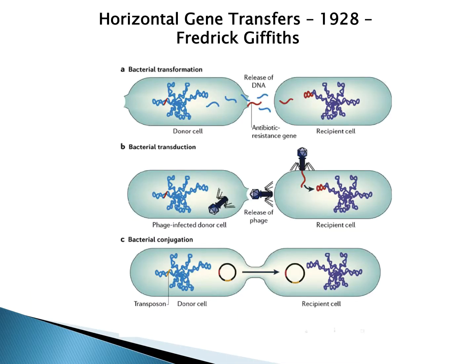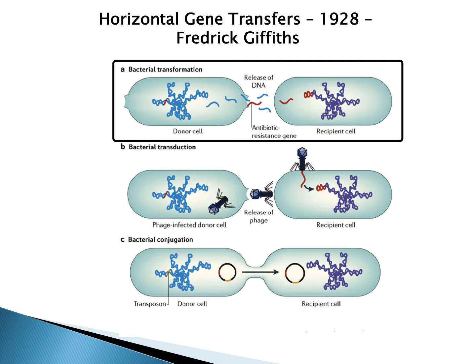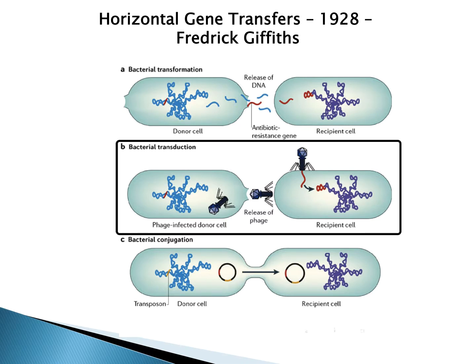Also in the 1920s and 30s, horizontal gene transfers were first described. And since then, they've been found to be much more important during evolution than was initially thought. But in this case, it was found that certain bacteria could pick up DNA from the environment and incorporate it into their chromosomes. Also, viruses could transfer pieces of DNA, which would become integrated into the chromosome of the bacterium.